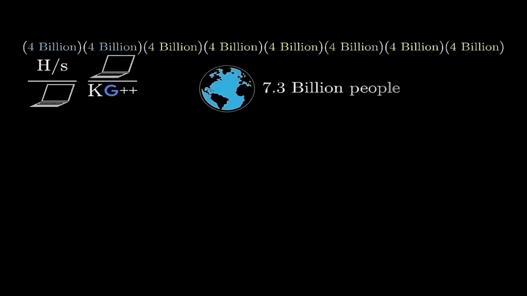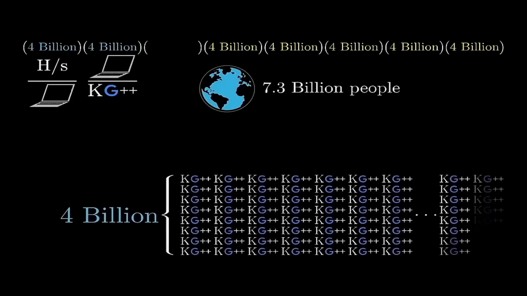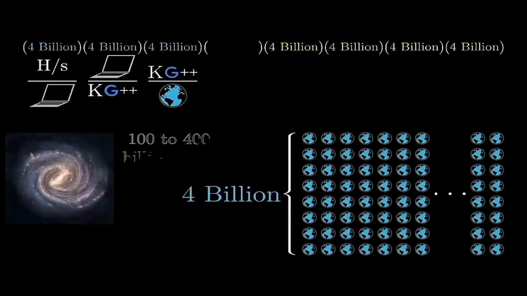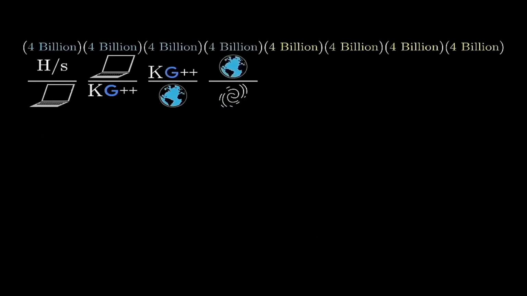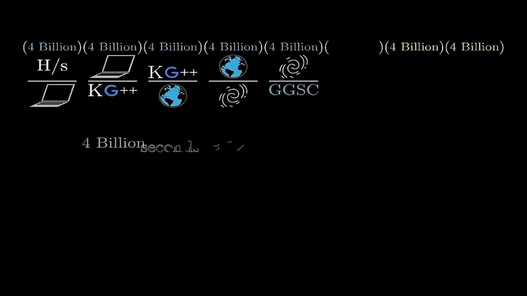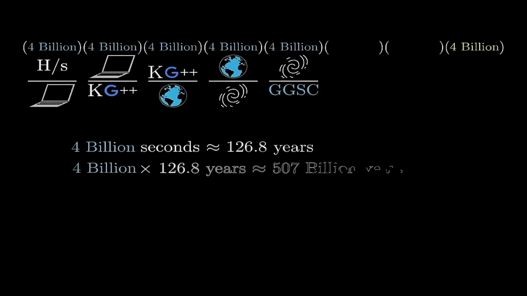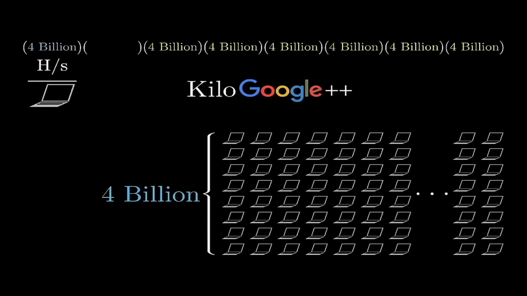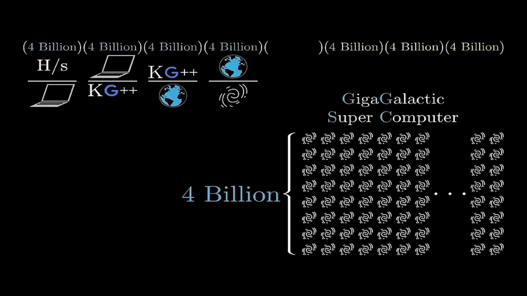Earth has about 8 billion people, so imagine giving half of every individual on the planet their own personal kilogoogle. Then imagine a galaxy that has 4 billion copies of this Earth. Take 4 billion copies of this galaxy, and we'll call it your gigagalactic supercomputer. Let that run for 4 billion seconds, 126.8 years. Then let it run for 4 billion times that, 37 times the age of the universe. Even still, it falls short of 2 to the 256 operations. You would have to do all of that again 4 billion times.